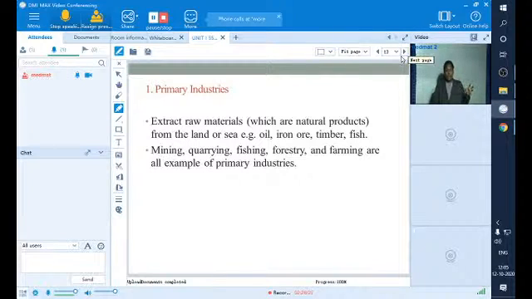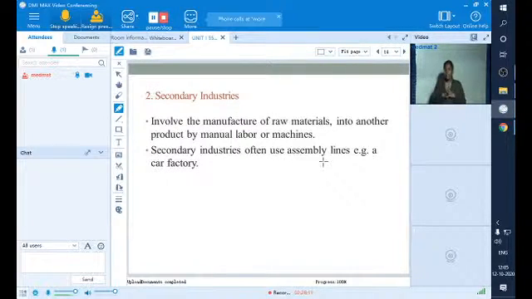Now after getting the raw materials from the primary industry, what will we do? We will go to the secondary industry. What will they do? Secondary industry involves the manufacturing of raw material. From that raw material they will make something. They involve the manufacture of raw material into another product. They will convert the raw material into another product, by labor and by machine or by process. Secondary industries often use assembly lines, for example car factories. So this is the example for the secondary industry, that is the car factory.